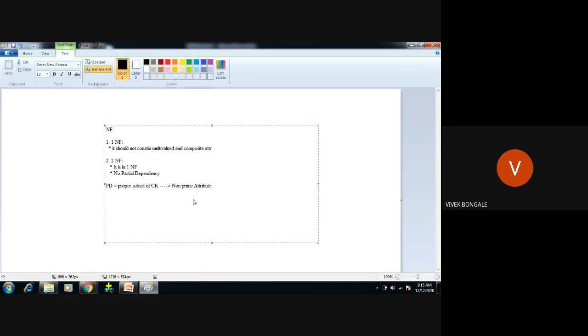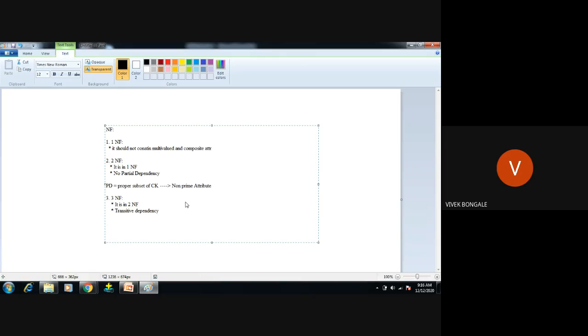When it comes to third normal form, the main basic thing is that it should be in second normal form and no transitive dependency should be there, right? If the table is having a transitive dependency, then the table is violating third normal form.